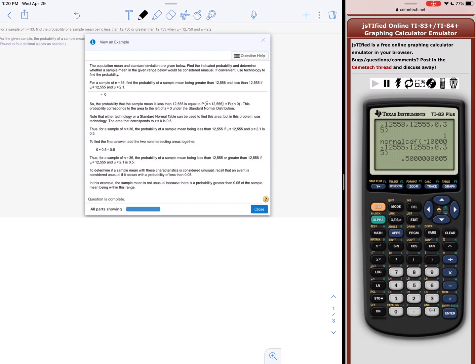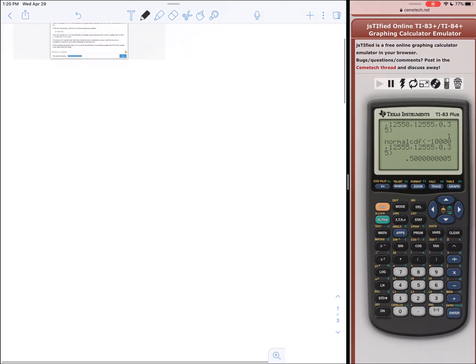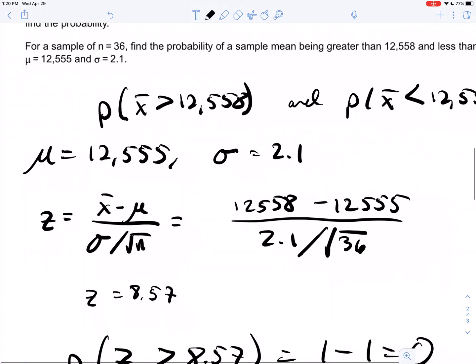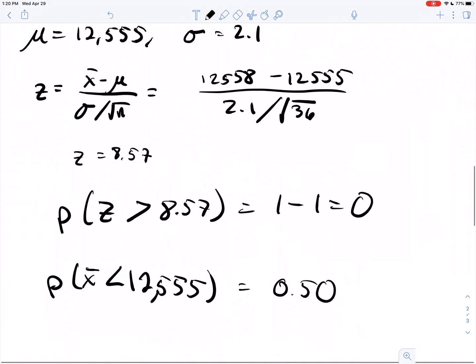And again, to determine if the sample mean with these characteristics is considered unusual, recall that an event is considered unusual if it occurs with a probability of less than 5%. So this sample mean is not unusual because it's greater than 5%. Okay, it was an adventure doing it off the cuff like that. But yeah, we had to use technology to answer your question.